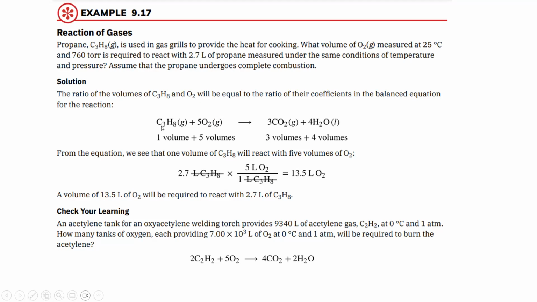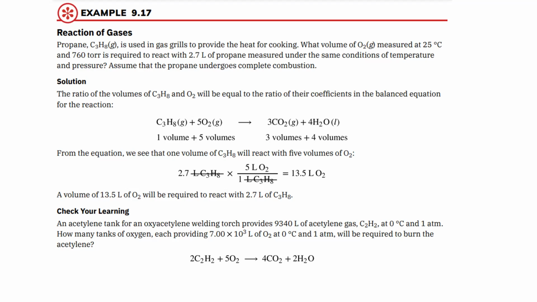But since we have 3 carbons in propane, we need 3 carbon dioxides to account for those carbons. Now we've got 8 hydrogens, so we need 4 water molecules to account for those. And now on this side, we've got 3 times 2 for the oxygen. So we've got 6 oxygens here, 4 more from the water. So we've got 10 total oxygens. So we need a 5 in front of the oxygen on the left to give us 10 as well.